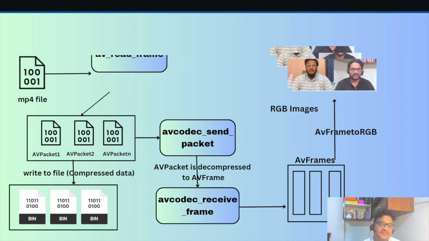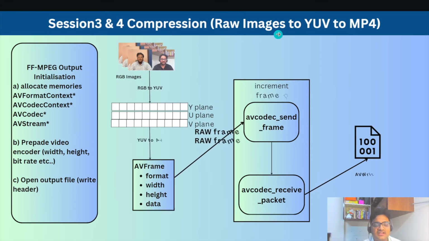This is the first project, decompression. And the second project is compression. Let's say now you have raw images. For some reason you have 100 images and you want to make a video of that. So how do you convert RGB images specifically to an MP4 file which has video, with no audio? In the next phase we'll add how to add audio to the video and keep it in sync.